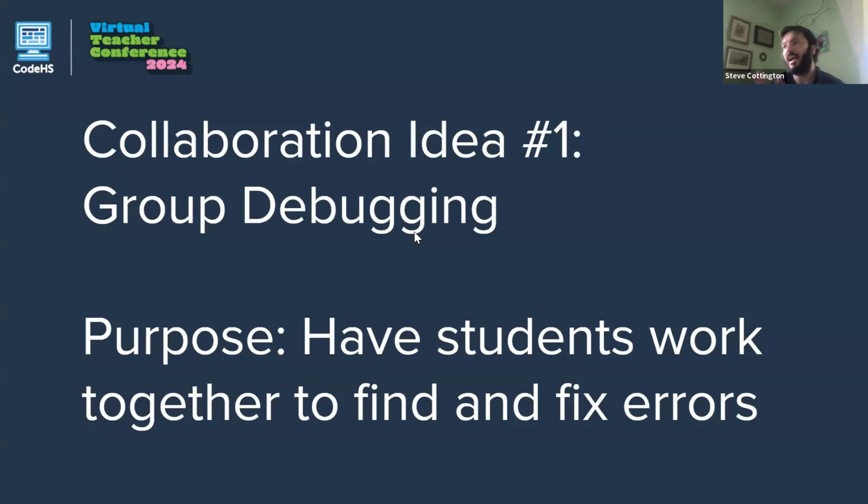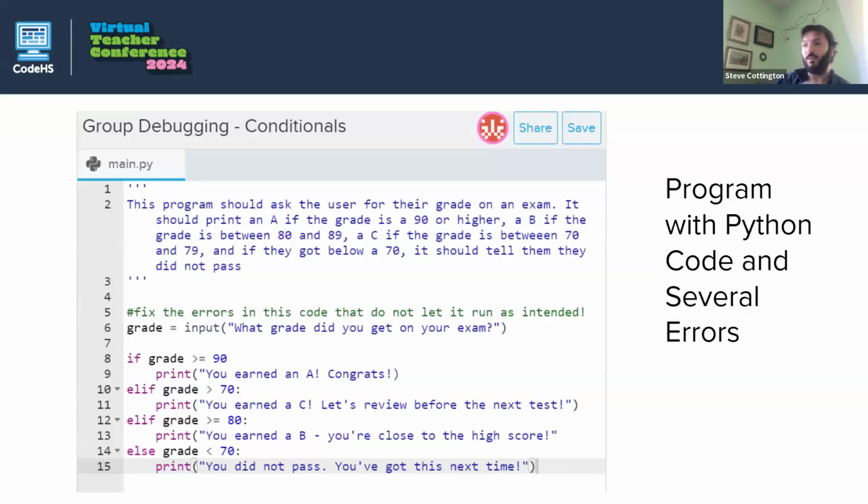So the first collaboration idea, and all of these are using what's already in CodeHS. So not having to go to any other sites or resources, just taking what is in CodeHS and using it for collaboration. The purpose of group debugging, as y'all know, is to have students work together to find and fix errors. I've done this as a do first, or you can do a group activity with it. You can do whole class, you can do one group. But this is one that we're going to debug altogether in a second.